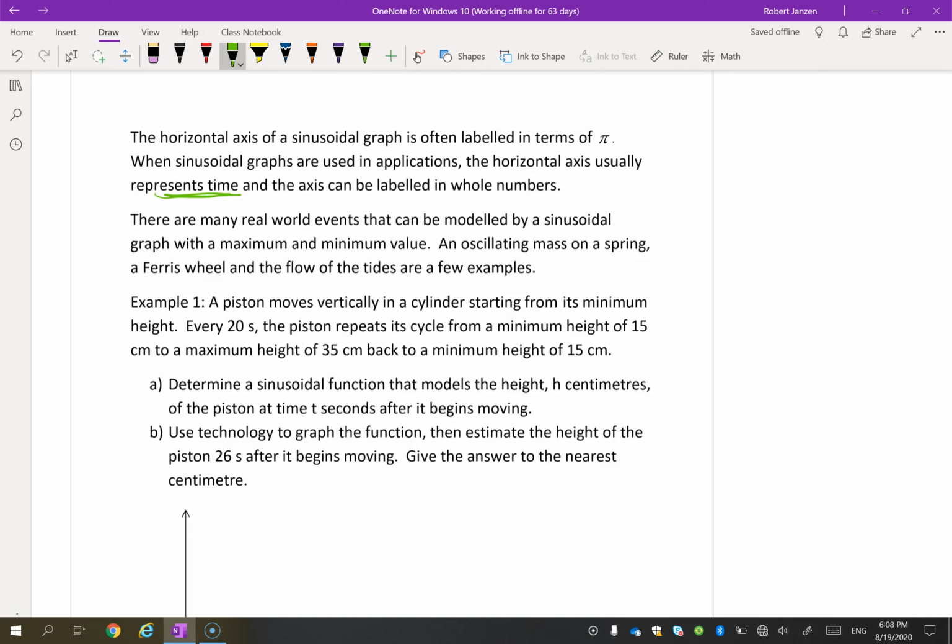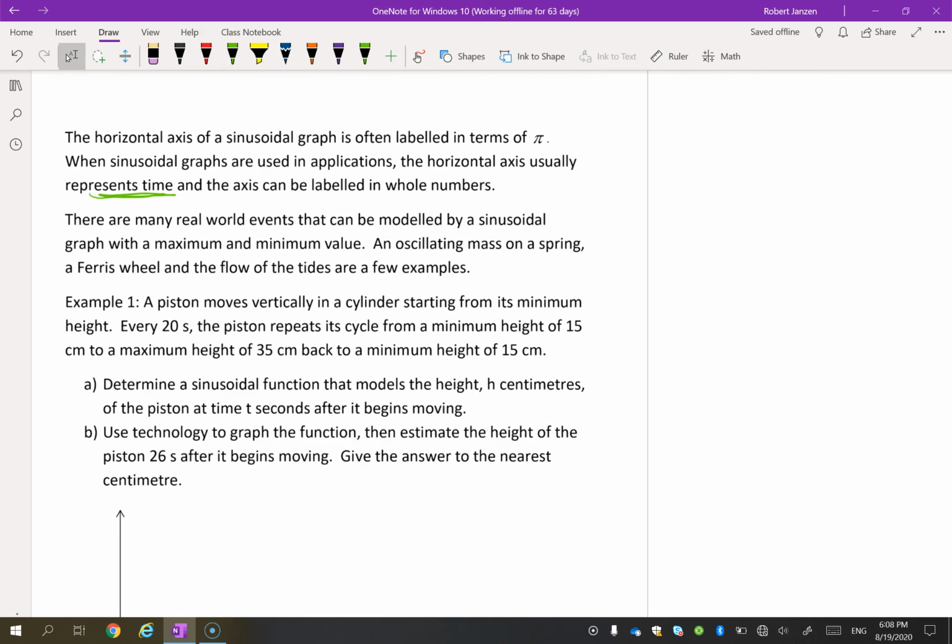A piston moves vertically in a cylinder. So if you are familiar with a motor, there's something called a piston. A piston is round, something like this, and it moves up and down, and that's what creates the power for a motor. This piston will be moving up and down, back and forth. Obviously, it's limited to how far up it can go and how far down it can go, and it's always going to be the same. This is going to be a sinusoidal function.